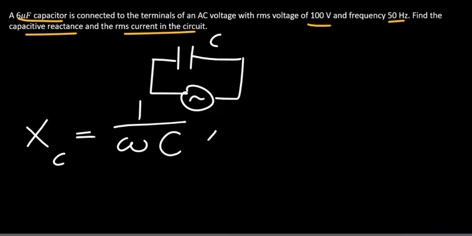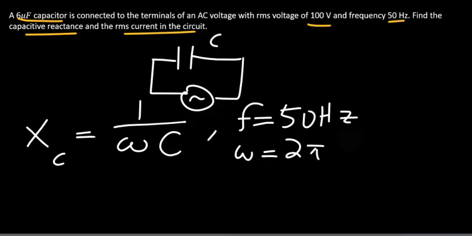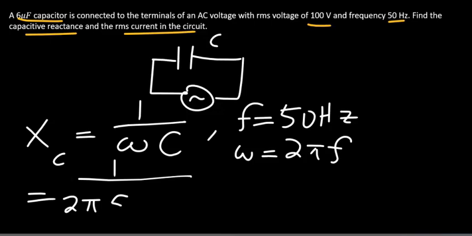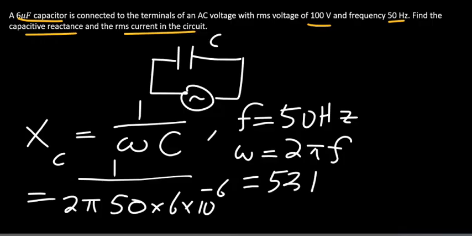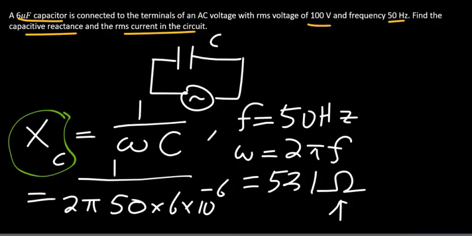Now, what we are given here is 50 Hz. So that is the usual frequency, the normal frequency, 50 Hz. To determine the angular frequency, you have to take 2 pi and multiply that with 50 Hz. So, substituting back in here, you get 2 pi times 50, and the capacitance is 6 microfarad, 6 times 10 to the power minus 6 farad, and you get 531 ohms. So you see, capacitive reactance is also quantified in a unit ohm, which is the unit for resistance.